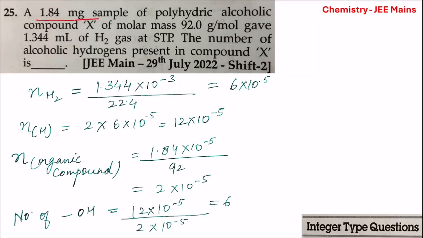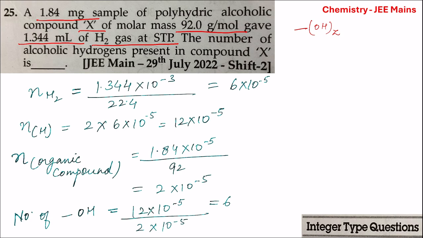A 1.84 milligram sample of polyhydric alcoholic compound X of molar mass 92 gram per mole gave 1.344 milliliter of hydrogen gas at STP. The number of alcoholic hydrogens present in compound X is? Now suppose 1 mole of the compound contains Z moles of alcoholic group, and each alcoholic group contains 1 hydrogen atom. So Z moles of alcoholic group will contain Z moles of hydrogen atom.